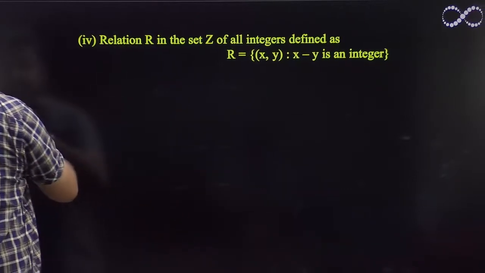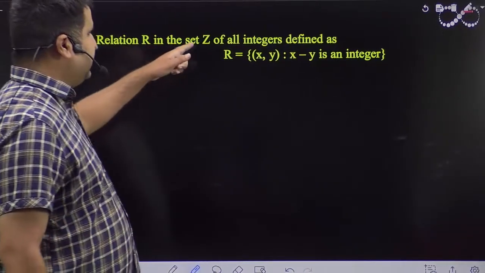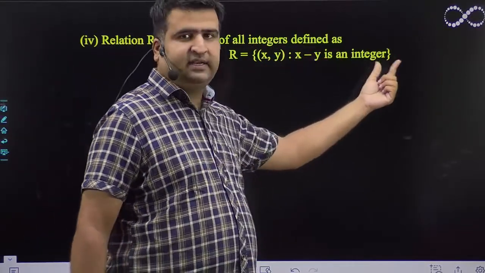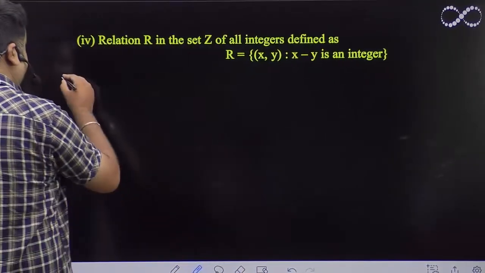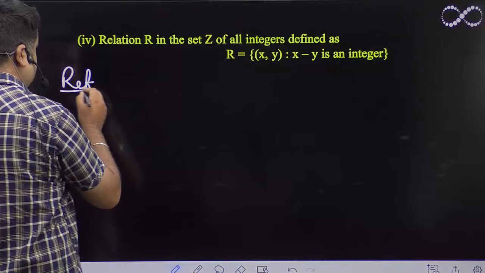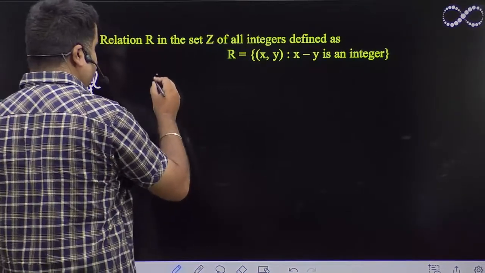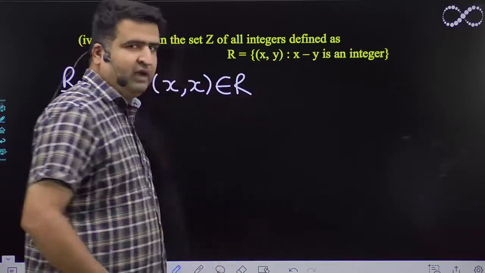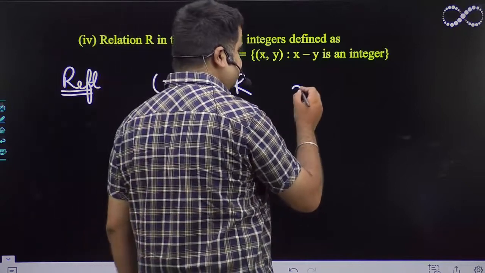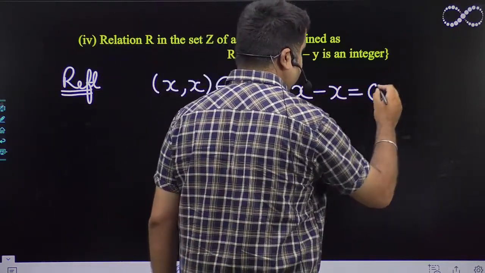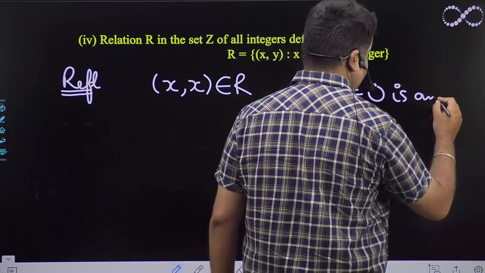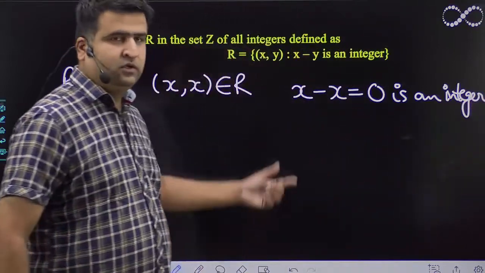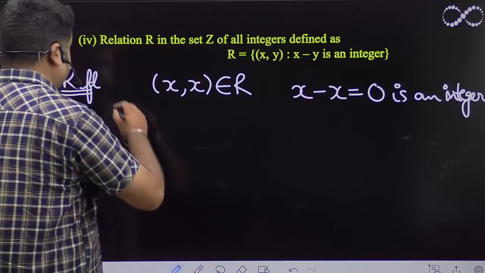Next question is, relation in the set Z of all the integers defined as x minus y is an integer. Okay. So first we'll check for reflexive property. So x comma x will belong to R. Why will this belong to R? Since x minus x is 0, which is an integer. Okay? So this satisfies the reflexive property. So this is true.